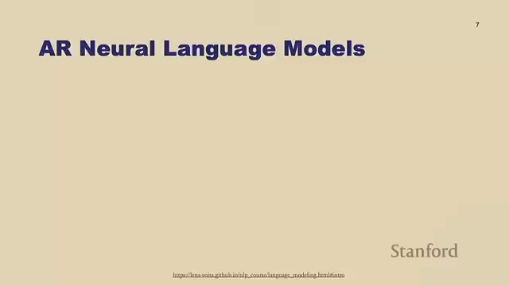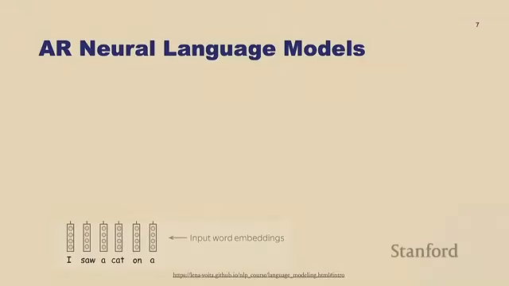Okay, so autoregressive neural language models. The first thing you do is take every word or every token and embed them, so you get some vector representation for each of these tokens.